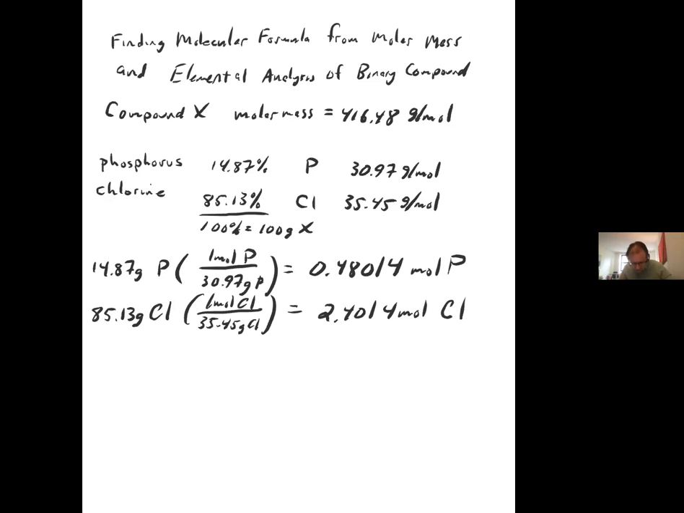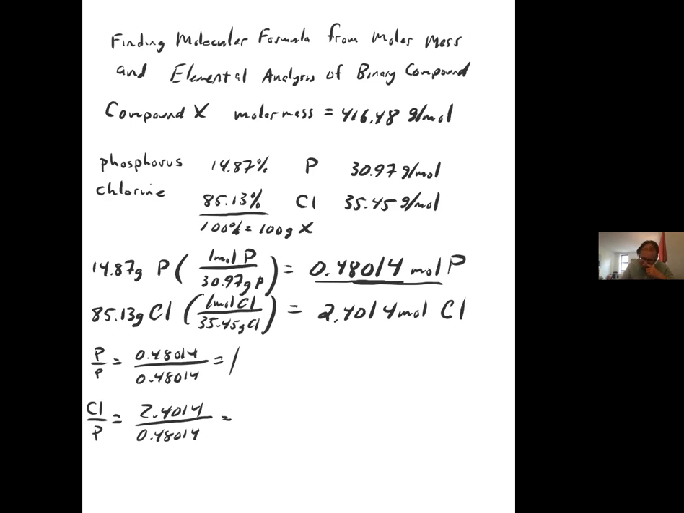Maybe it is. So the smaller one's this one right here, phosphorus. So divide them by phosphorus. So phosphorus over phosphorus is 1, right? If you divide something by itself, you're going to get 1. That's easy. But now let's try the chlorine divided by phosphorus, right? Remember, bigger by smaller. 2.4014 divided by 0.48014. Okay, so let's see what that works out. Oh, almost exactly a whole number. 5.000015.